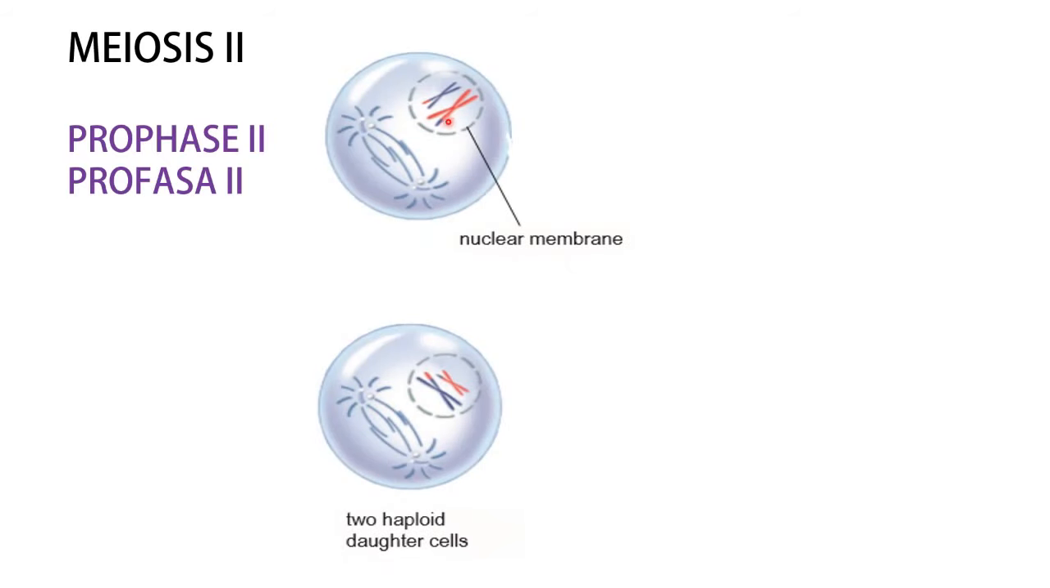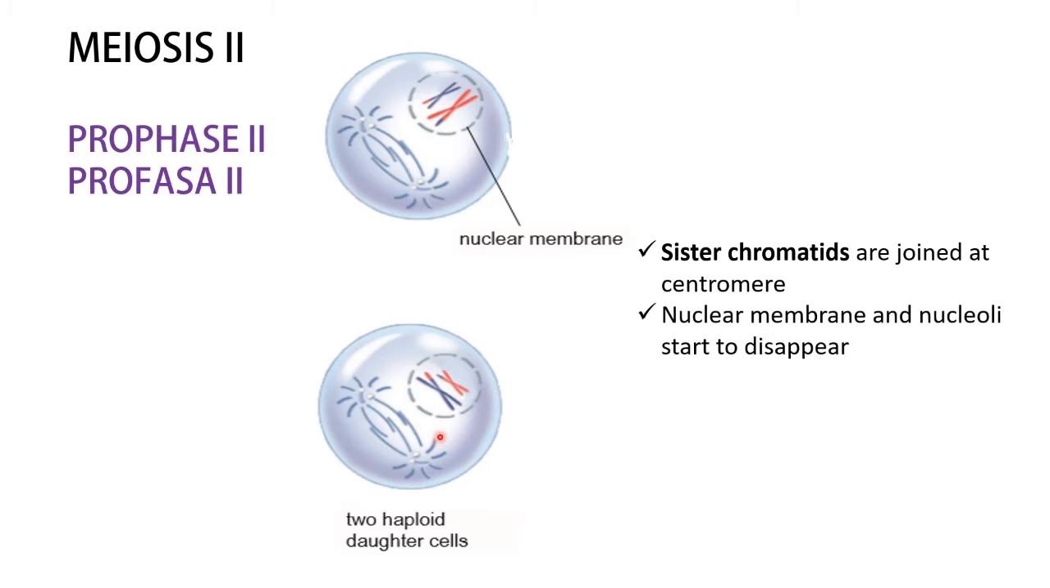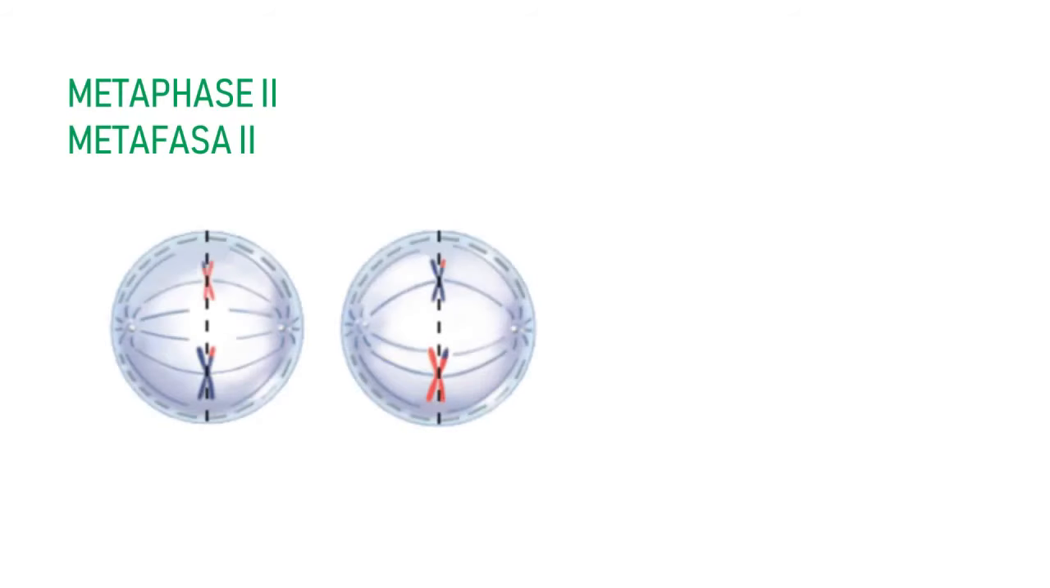The 2 daughter cells, where the sister chromatids are still joined at the centromere. The nuclear membrane and the nuclei start to disappear. Spindle fibers start to form from the centriole. Then we proceed to metaphase 2 after prophase 2.